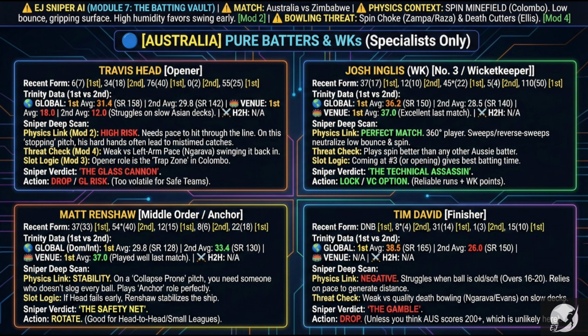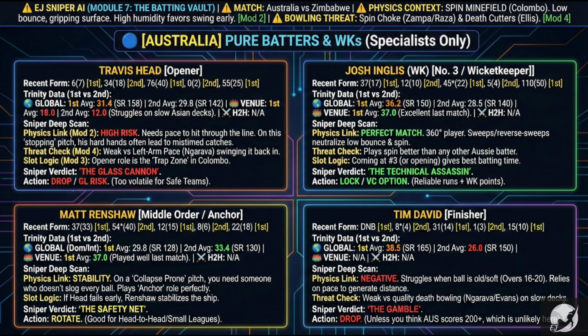Sniper. Enter the batting vault. This is where we separate the noise from the signal. Target 1, Travis Head. The world sees a superstar. The sniper sees a glass cannon. Look at the venue truth. He averages just 18 in Sri Lanka.